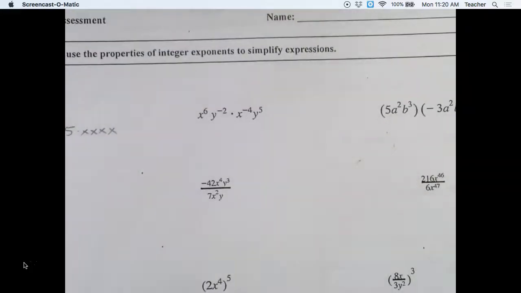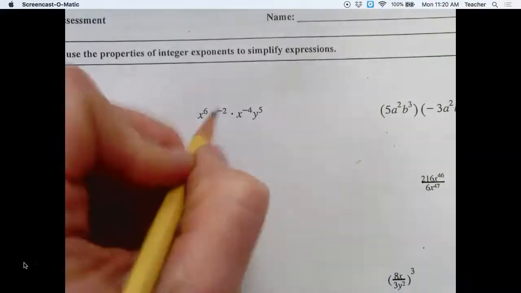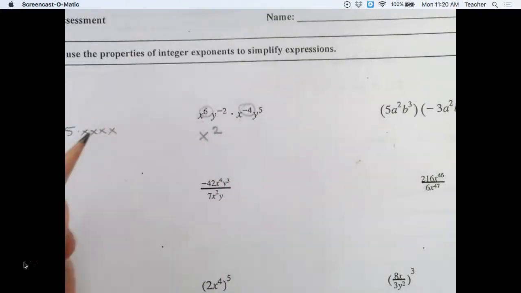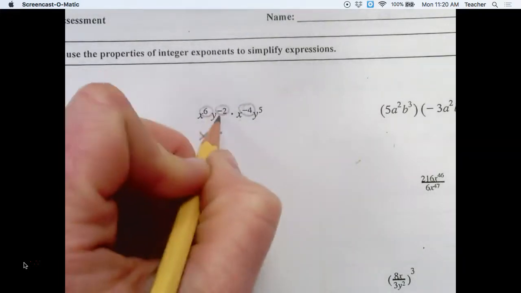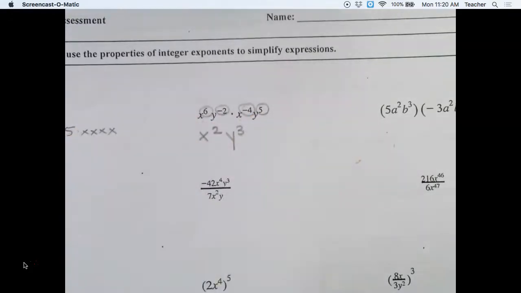Okay, next one. Just like the last problem, when we have the same base, we can just add exponents. So I have 6 plus a negative 4. That's x squared. I have negative 2 plus 5. That's 3. It's y to the third. Same base, you just add the exponents.